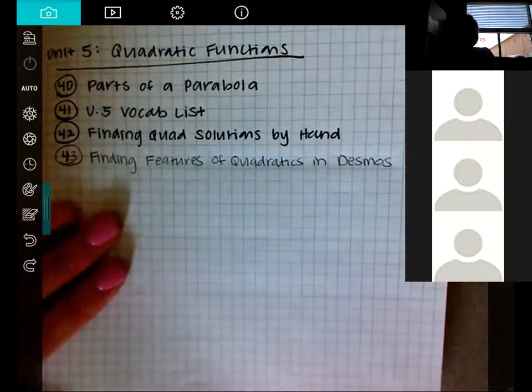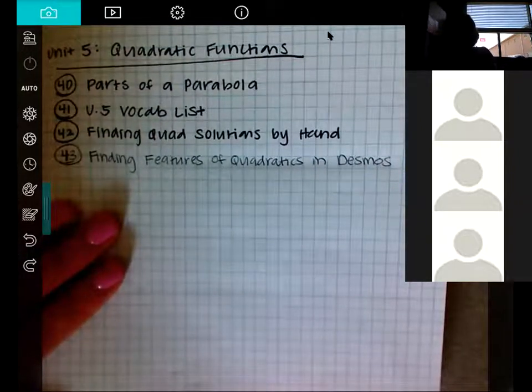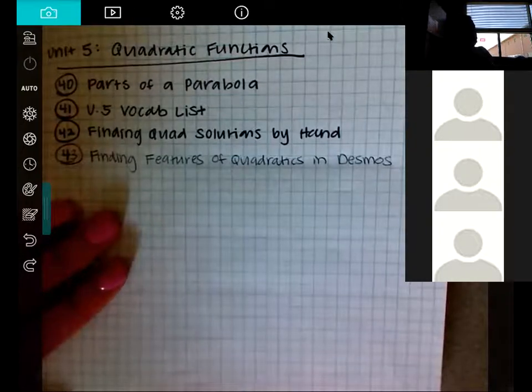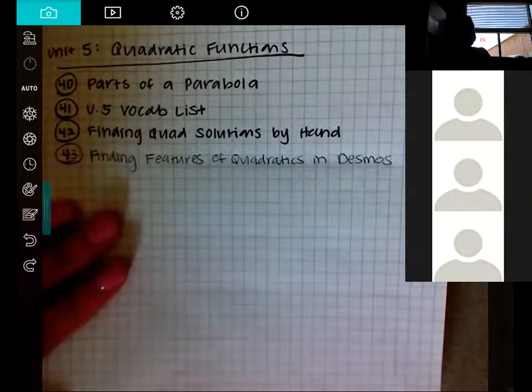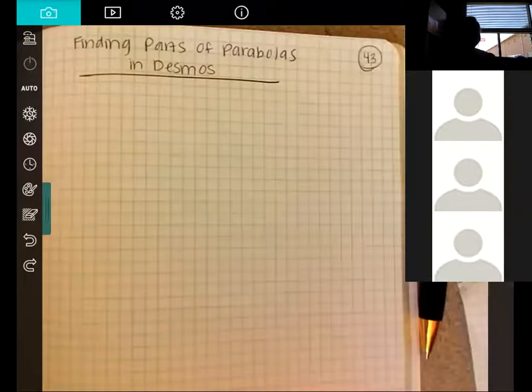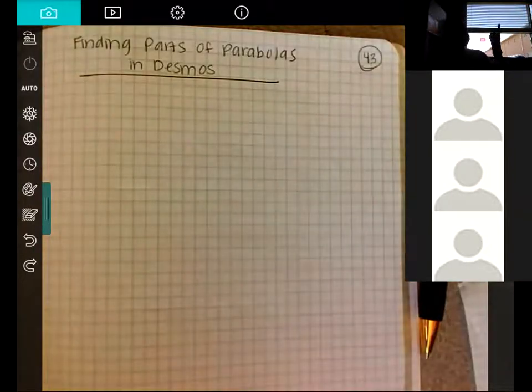So finding features of quadratics in Desmos. What we're doing today, everything is in Desmos. You don't need shown work. What you do need to make sure you're doing in class is really paying attention, okay? Since it's all done in Desmos. All right, unless we were finding the area and perimeter.